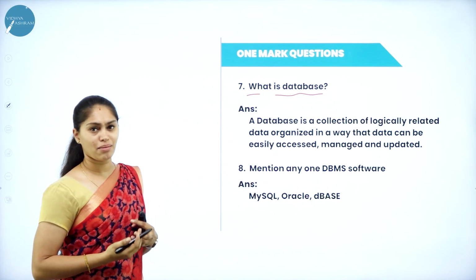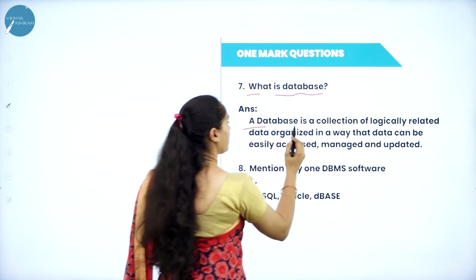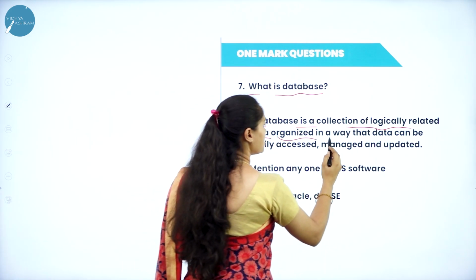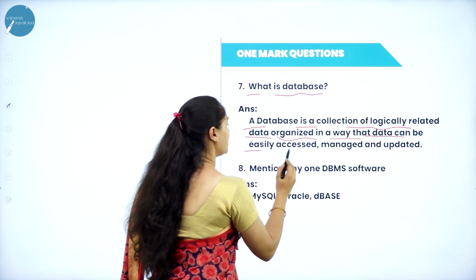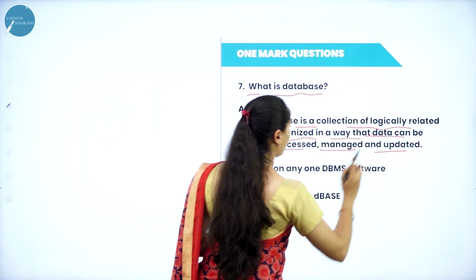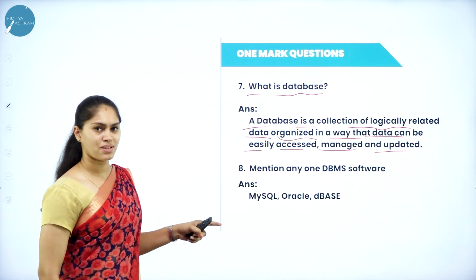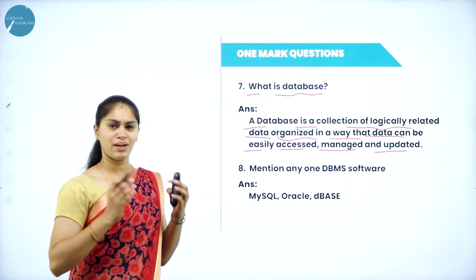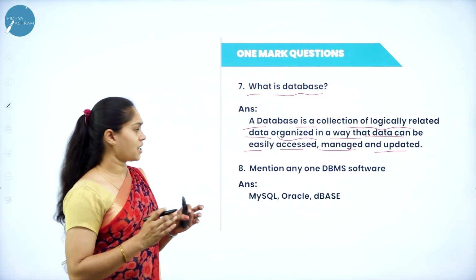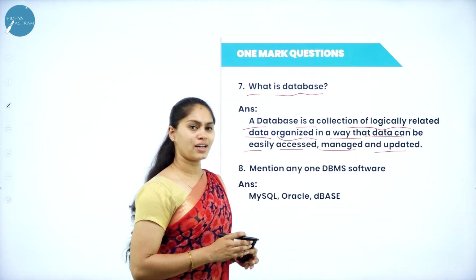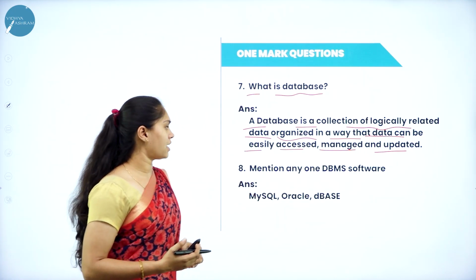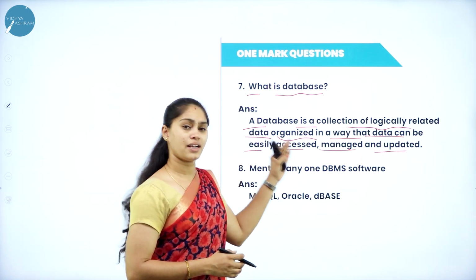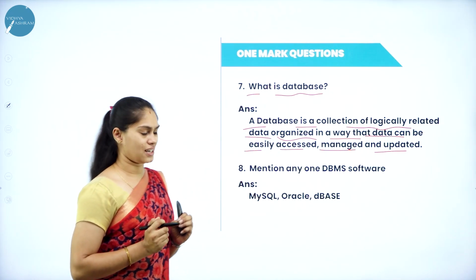Next we'll see what is a database. What do you mean by database here? A database is a collection of logically related data organized in a way that data can be easily accessed, managed and updated. The data needs to be related to each other logically, and organized in a way that it can be easily accessed, updated and managed.